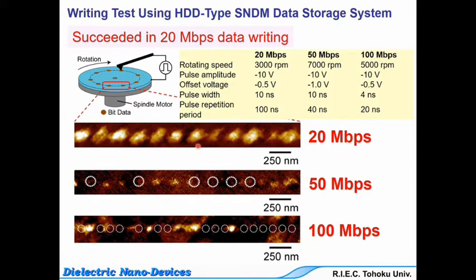We wrote the domain dot at the speed of 20 Mbps, 50 Mbps, and 100 Mbps. Above 50 Mbps, we failed to form the nanodomain dot in some areas, but at 20 Mbps, we succeeded in forming the nanodomain dot without any deficiency. So from this result, you can understand we have succeeded in 20 Mbps data writing.